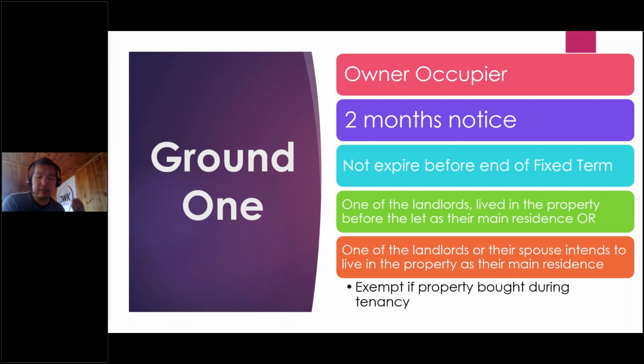That could be electoral roll, that could be bank statements going to the house, that could be your name on council tax. All I can really say, and you'll probably see this as I go through all the grounds, is we don't have many court cases on these because they've not been that used in the past, obviously. Because if you wanted possession of your property, you would just serve a Section 21 notice. So a lot of these grounds, even though they are in legislation, they've not really been tested in court.